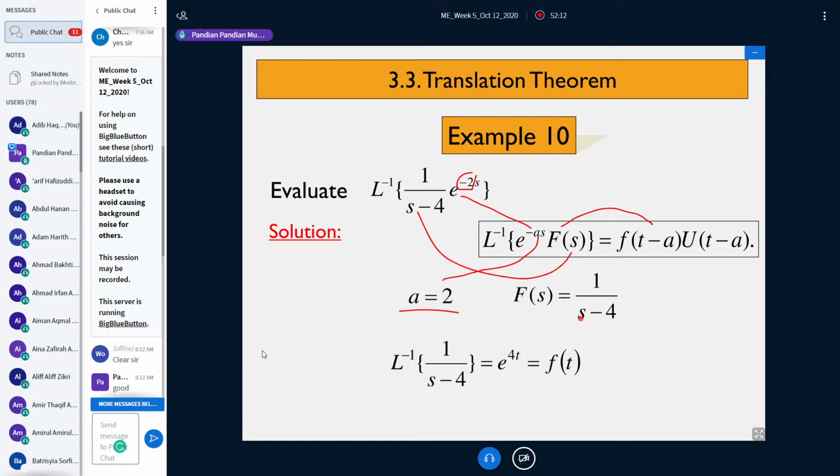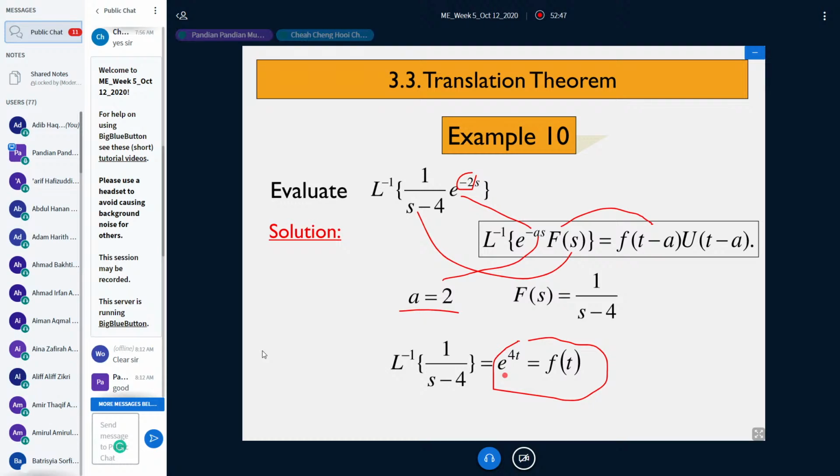In chapter 3.2, you check under inverse Laplace. I'm referring to table number 5, slide number 5, inverse transform. You see inverse Laplace of 1 over s minus a is e power at. So a is 4. So the answer is e power 4t. So inverse Laplace of 1 over s minus 4 is e power 4t.